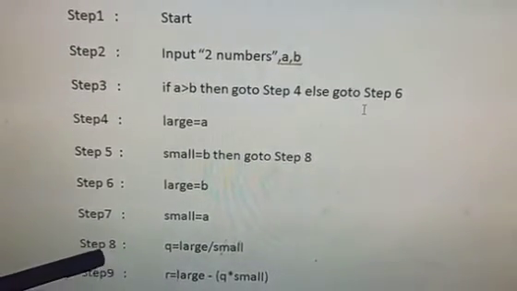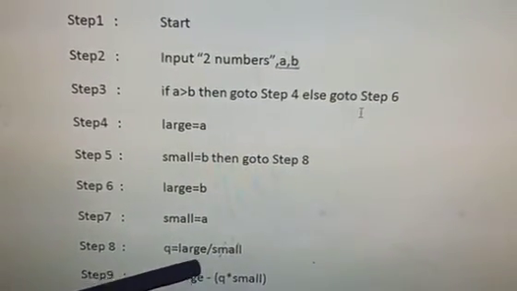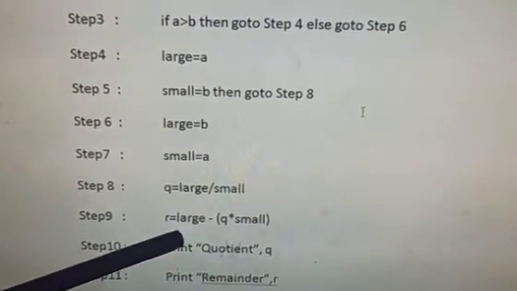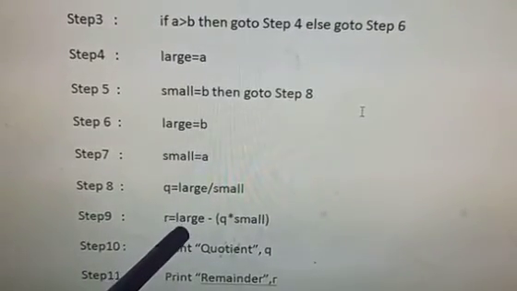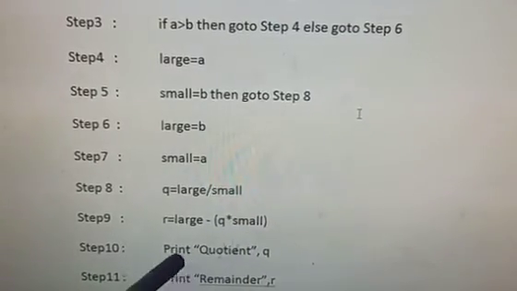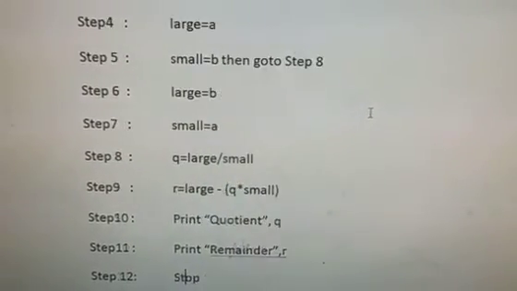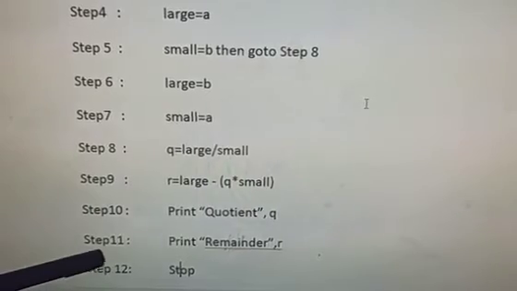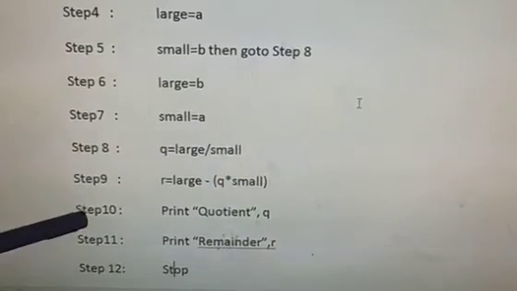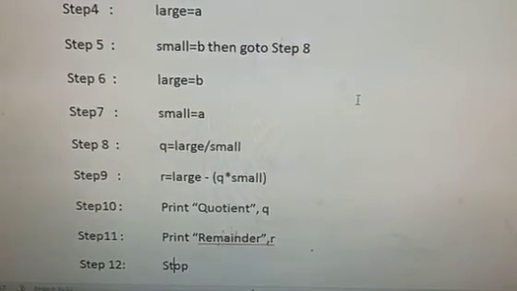After that step 8 we are executing, large upon small. So from this part we are simply getting the quotient, and for finding the remainder without using the modulus operator, this is a simple equation in which the largest number minus quotient into smallest. Then we are printing these two things. These two lines we can convert into a single line also, so that you can minimize the number of steps if you want, but it is better to write in separate steps. Like step 10 is for printing quotient and step 11 is for printing remainder, and the last as usual stop.